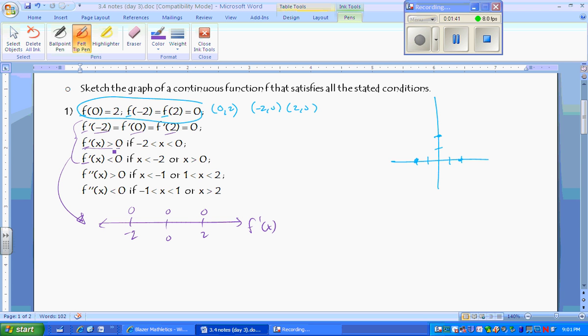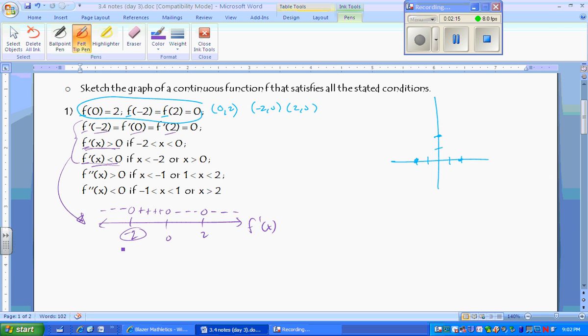So it tells us the derivative of f of x is greater than 0. That means it's positive on this interval when x is between negative 2 and 0. The derivative is positive. Then it tells us that the derivative is less than 0, so negative, when x is less than negative 2, and when x is greater than 0. So that would be both of these intervals.